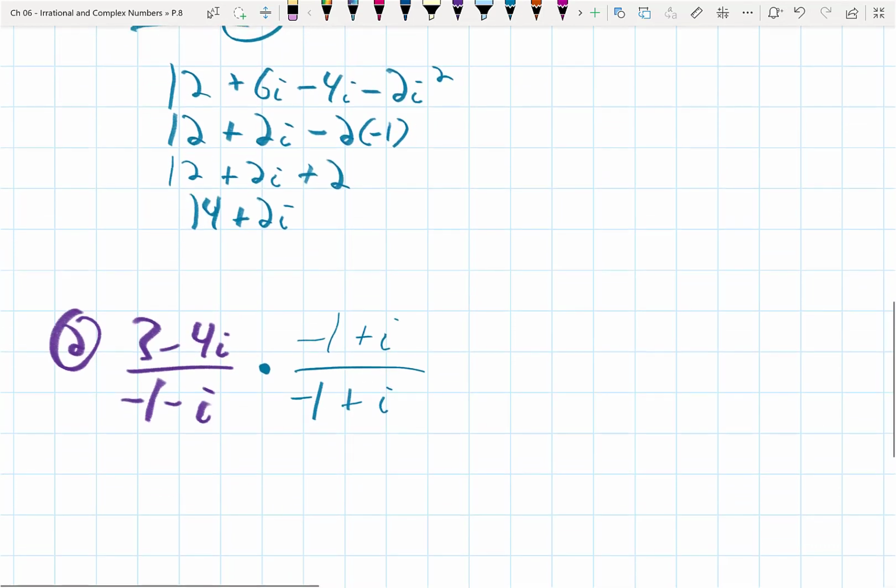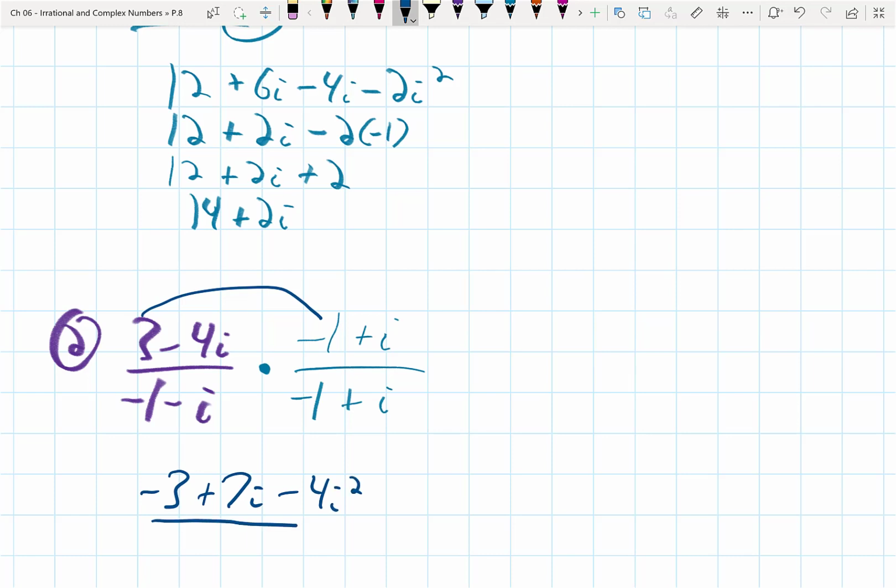So we get the first, negative 3. Outer plus inner gives me 3 plus 4, or plus 7i. Last is minus 4i squared, divided by denominator. Negative 1 times negative 1 is 1. Outer and inner cancel each other. That's why we did the conjugate. And I get 1 minus i squared.